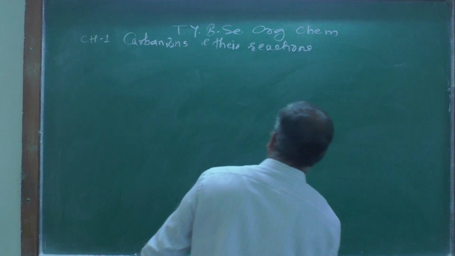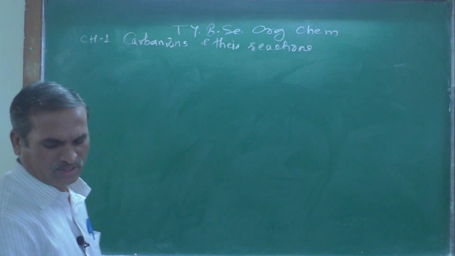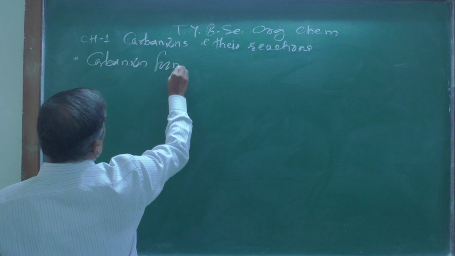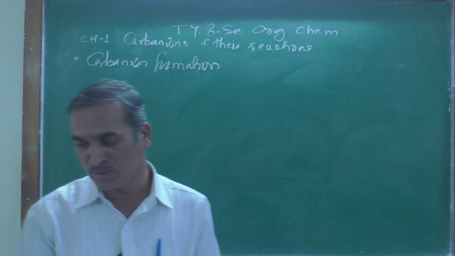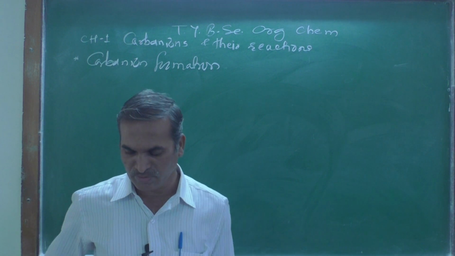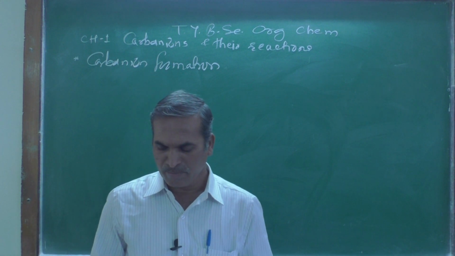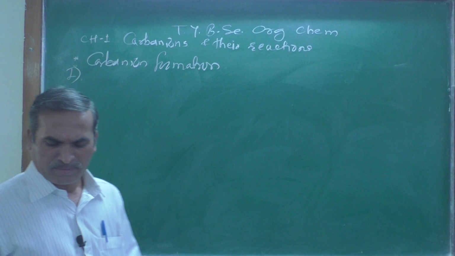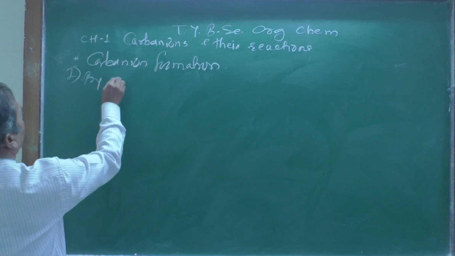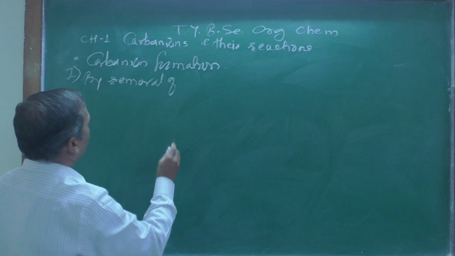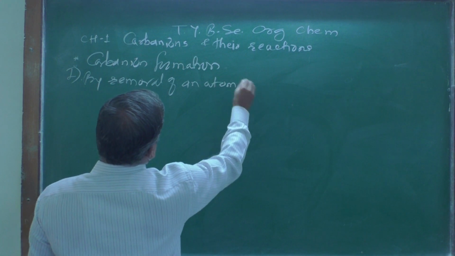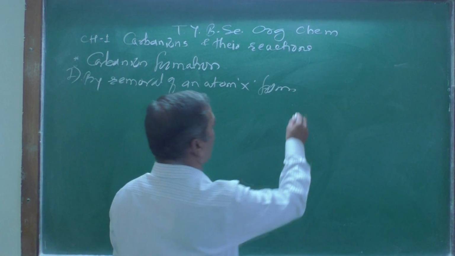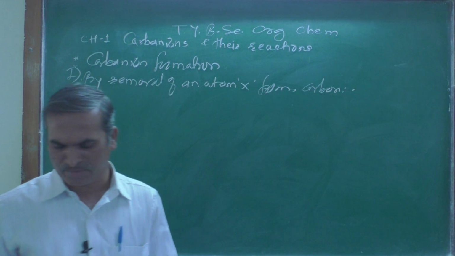Let us see carbanion formation. What are the methods? By using these methods we can see the general methods for the formation of the carbanion. The first one is by removal of an atom or group X from the carbon atom. So the first method is by removal of an atom X from carbon. This is the first method for the generation of the carbanion.